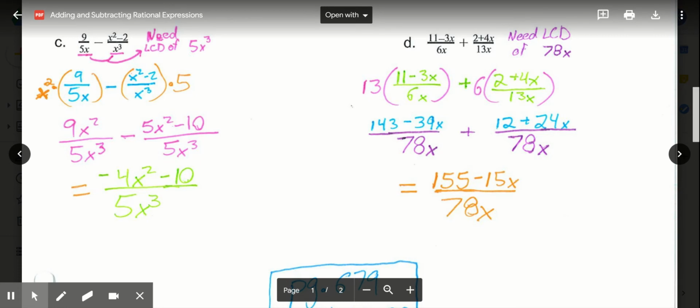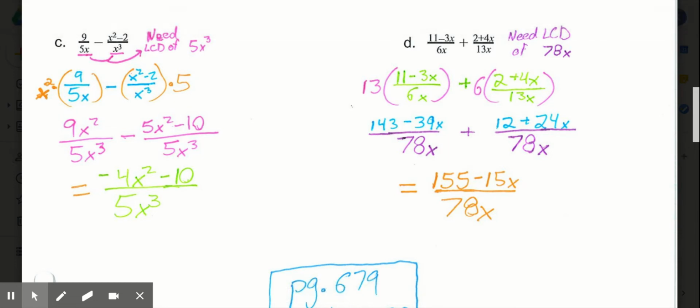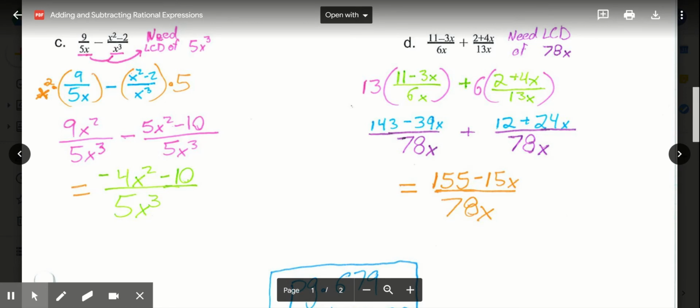And then D. So in D, we have the 6x on bottom and a 13x on bottom. So in this case, 6 times 13 gives me the smallest multiple of 78. Both share an x, so my least common denominator is 78x. So then on the left, multiply that fraction by 13, and the one on the right gets multiplied by 6 to get our denominators to 78x.